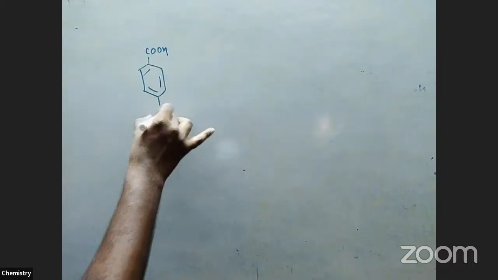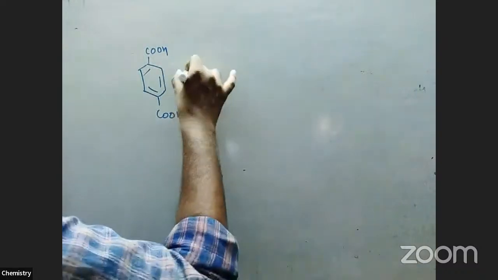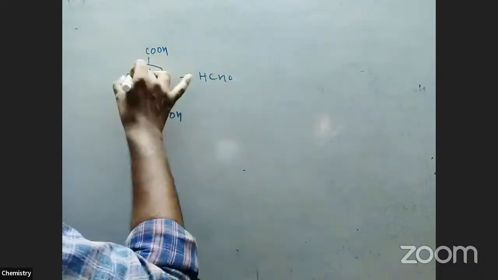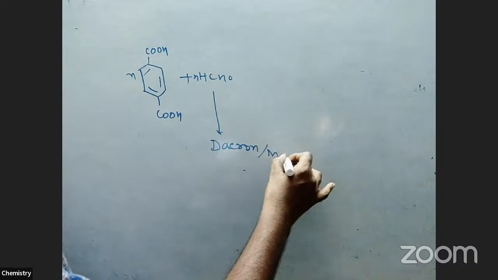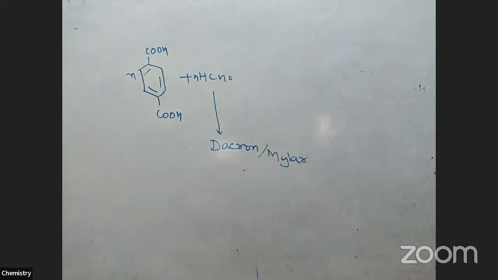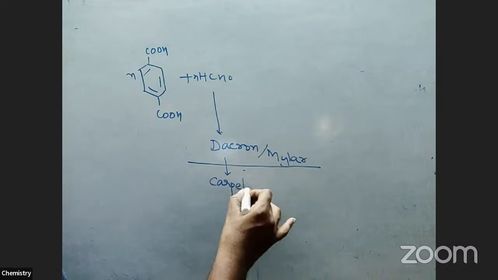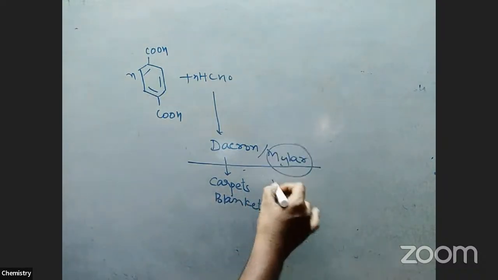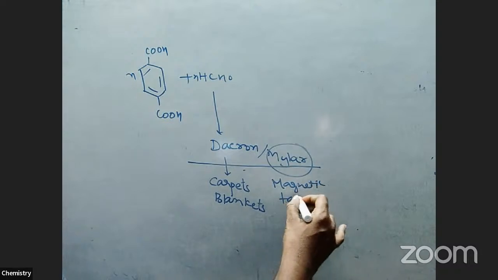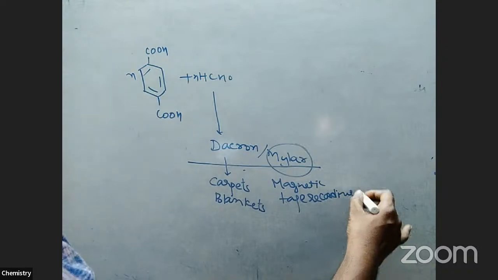Next, terephthalic acid plus ethylene glycol. Both are involved in polymerization, n number of molecules. This is called Dacron, or it is also called Mylar. What are the uses of Dacron or Mylar? It is used in blankets, carpets, and rugs, and Mylar is used in preparation of magnetic tape recordings also.